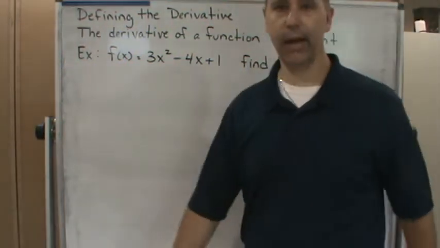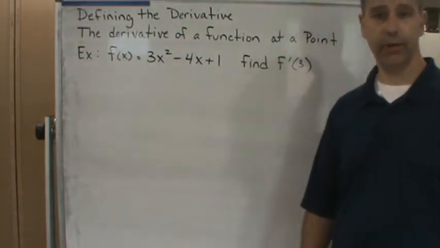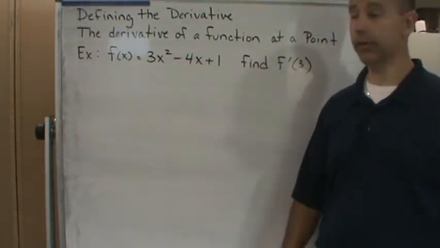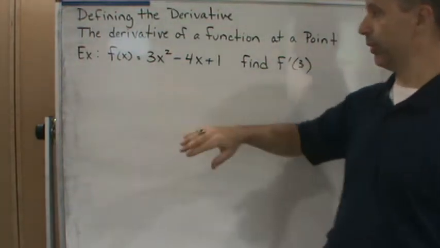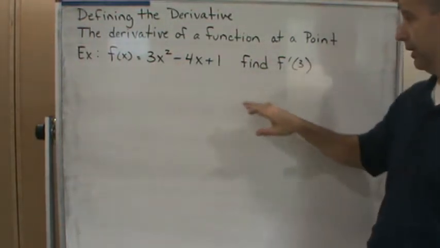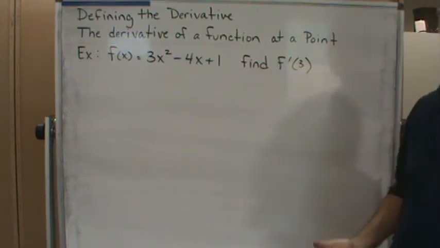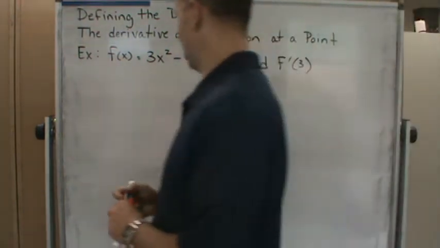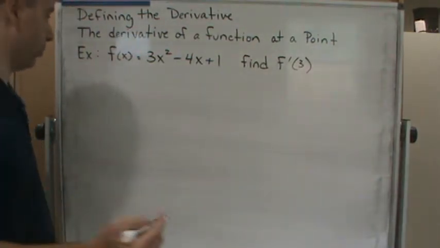Okay, welcome back, and now I'm going to do another example, and what we're going to do is use the definition of a derivative, and we're going to find the derivative f prime of 3. So here's the function. We want to find the derivative of this function at x equals 3. That's what f prime of 3 is telling us, okay? So all I'm going to do is use the limit, but we're calling it a derivative.